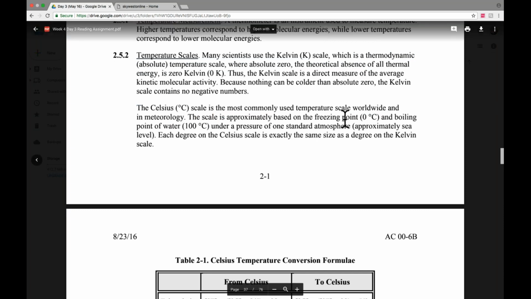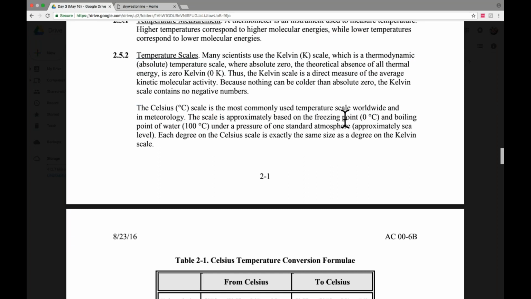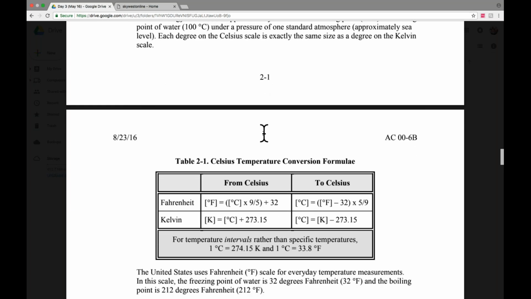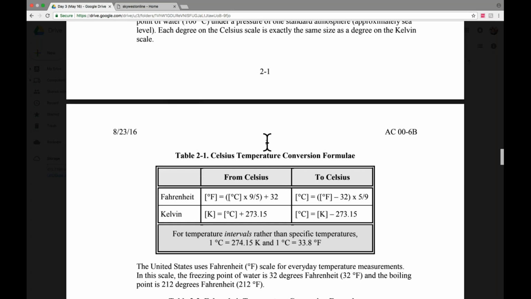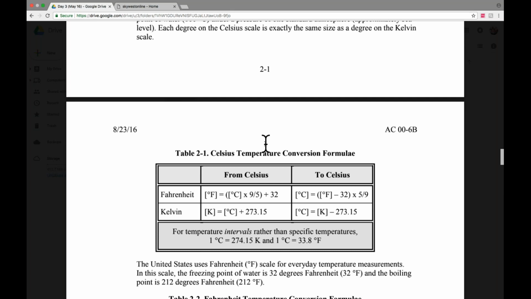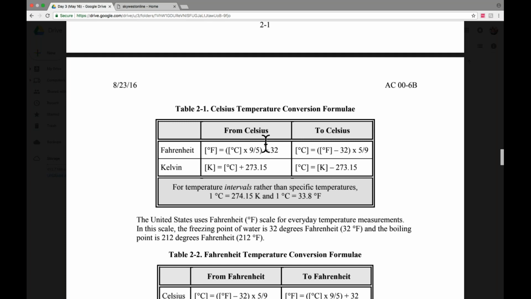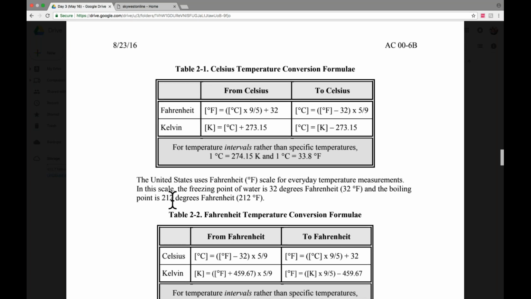Okay, Celsius. The scale is the most commonly used temperature scale worldwide and in meteorology. The scale is approximately based on the freezing point of water at 0 degrees C and boiling point of water at 100 degrees C, under pressure of one standard atmosphere. So at sea level, water boils at 100 degrees Celsius and freezes at 0 degrees Celsius. To convert Fahrenheit to Celsius or Kelvin to Celsius, there is your formula. Fahrenheit is what we use in the United States because we like being different, because this is America. The boiling point in America is 212 degrees Fahrenheit.